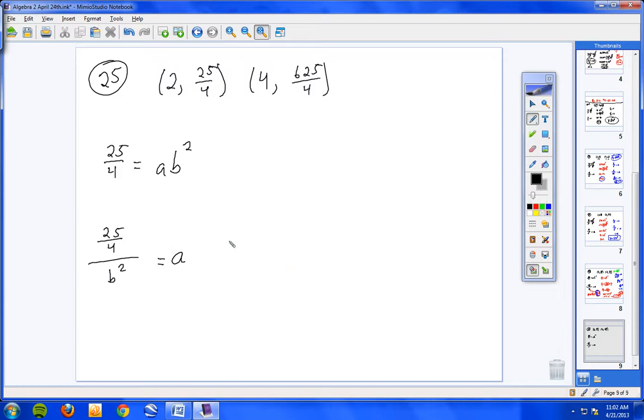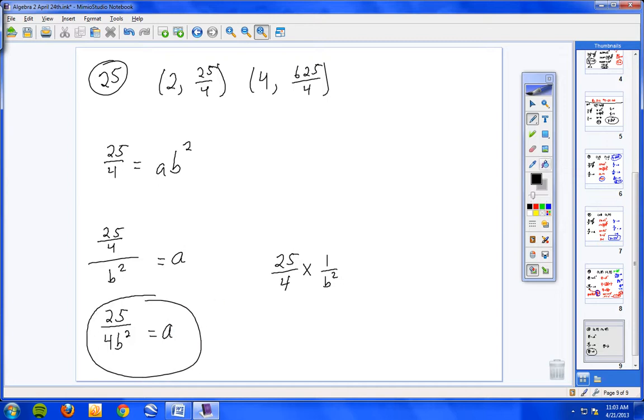So remember, let's do a side note over here. 25/4 over b squared means divided by b squared over 1. So 25/4, this big line means divided by b squared. So what I can do is flip this fraction and multiply. So really I have 25/4 times 1 over b squared. And so what you end up with, 25 times 1 is 25, and 4 times b squared is 4b squared. And all of that equals a.